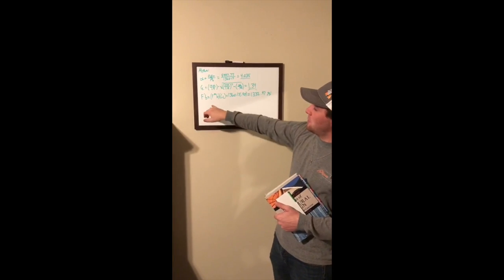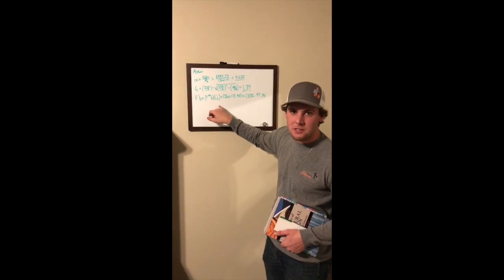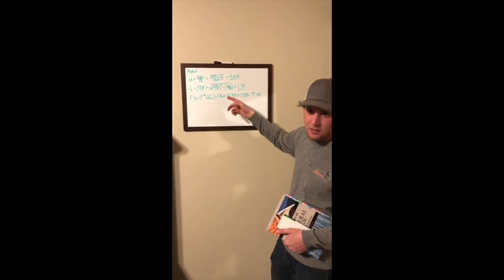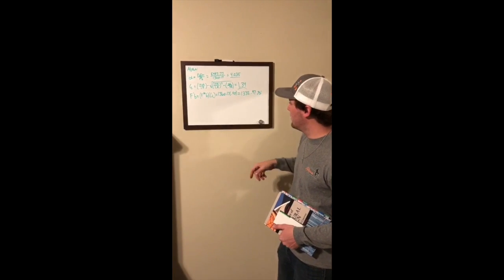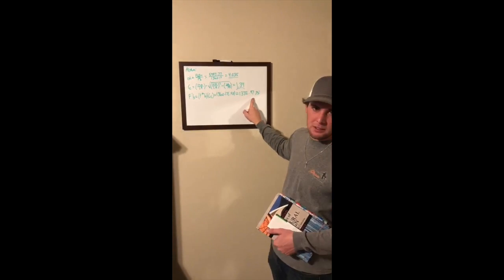After all that, we put that into our FB equation. So it's going to be F star B times CL. And that equals 1,360.17 times 0.98 to give us 1,332.97 psi.